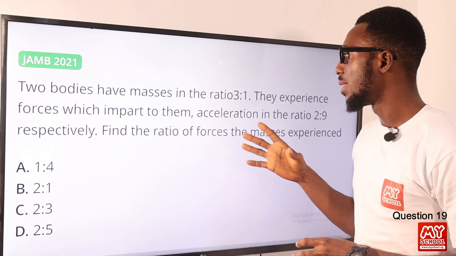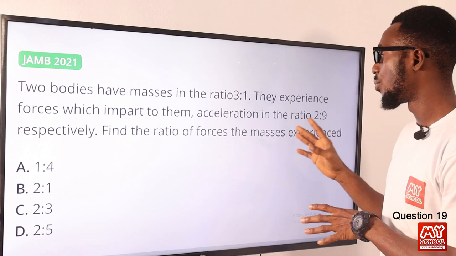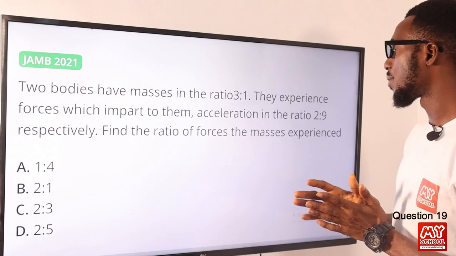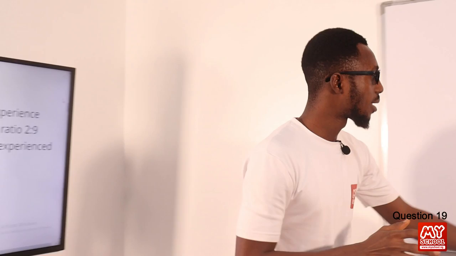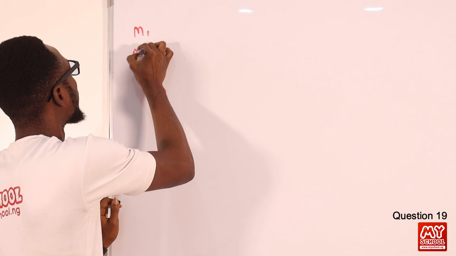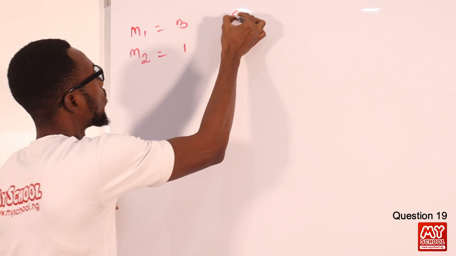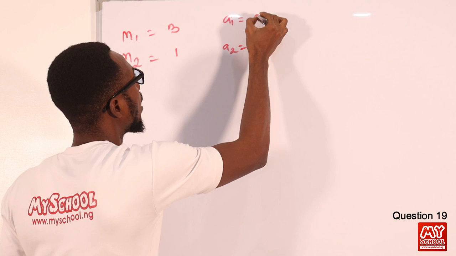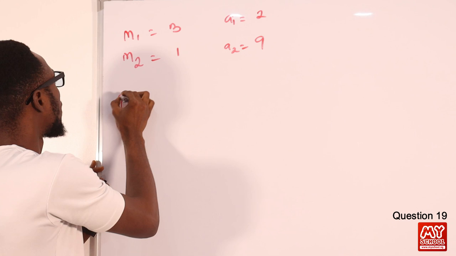19. Two bodies have masses in the ratio 3:1. They experience forces which impart to them accelerations in the ratio 2:9 respectively. Find the ratio of forces the masses experienced. So for the masses, we have mass 1, then mass 2, in 3:1. Then for the acceleration, this is A1, A2, we have it in 2:9.